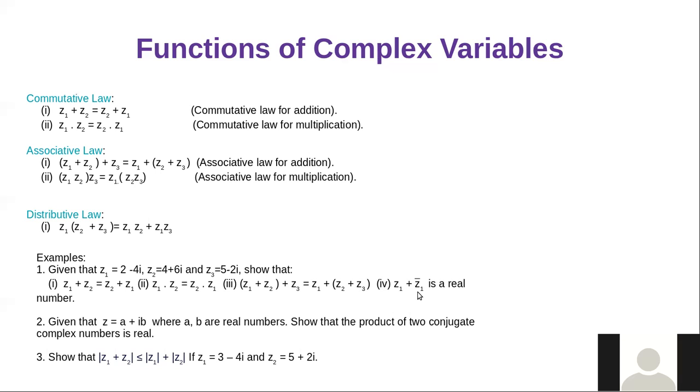Like that, up to this point. So the second question is, given that z is equal to a plus bi, where a and b are real numbers, show that the product of the two conjugate complex numbers is real.